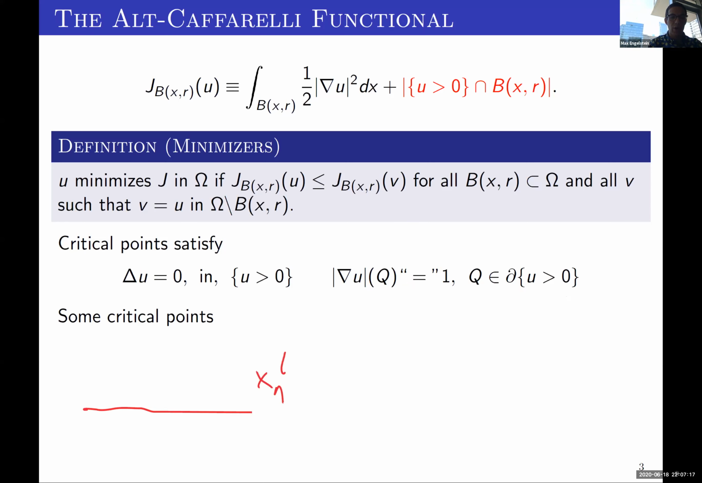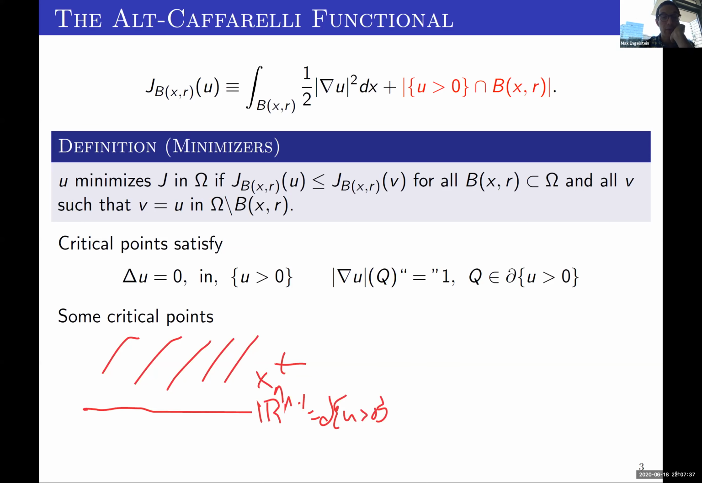So you can see that it's harmonic where it's positive, and that its derivative is equal exactly to 1 on the boundary of its positivity set, which is just R^(n-1), right? So R^(n-1) equals the boundary of the positivity set.